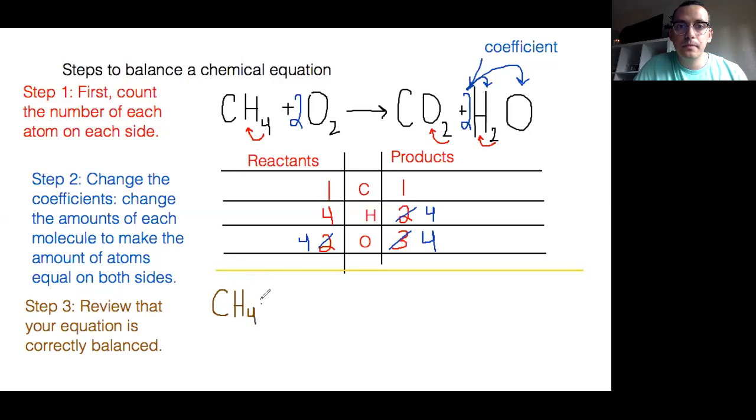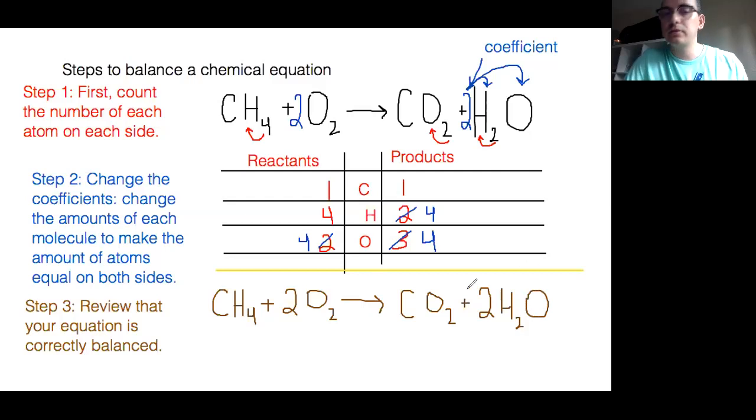CH4 plus 2O2 produces CO2 plus 2H2O. So I just copied down what we ended up with. That way it's less cramped.